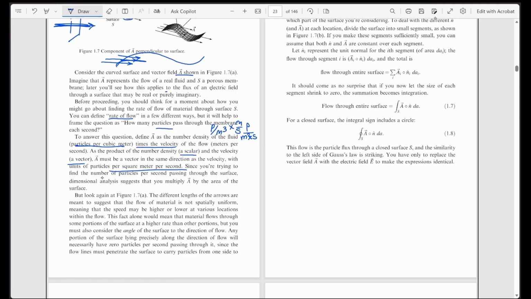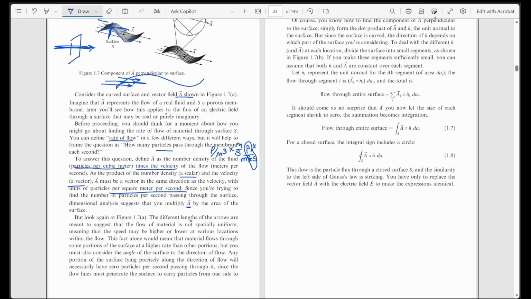Since you're trying to find the number of particles per second passing through the surface, dimensional analysis suggests that you multiply A by the area of the surface. So we have particles per area times second. We'll just multiply times the area to find the particles per second, find the rate of flow. But look again at figure 1.7a.